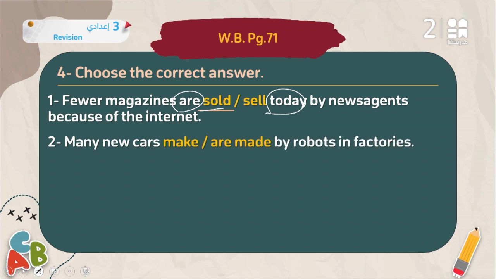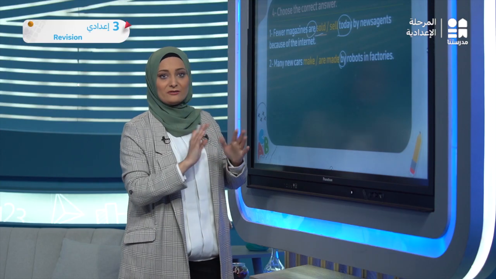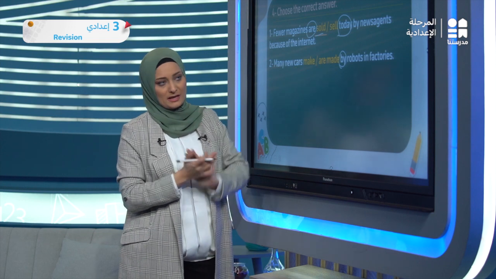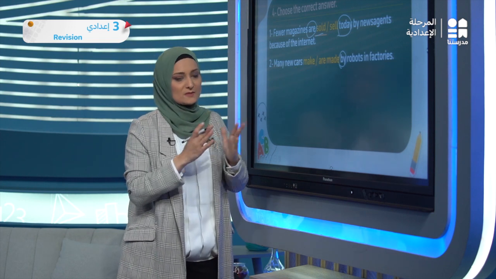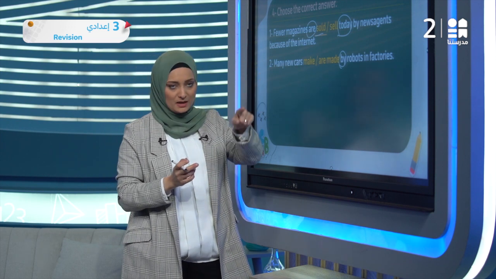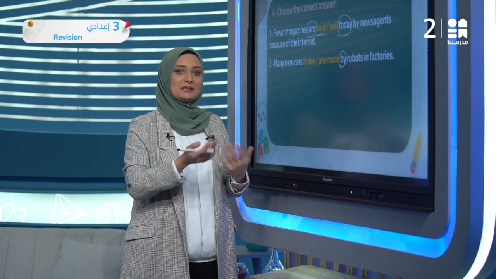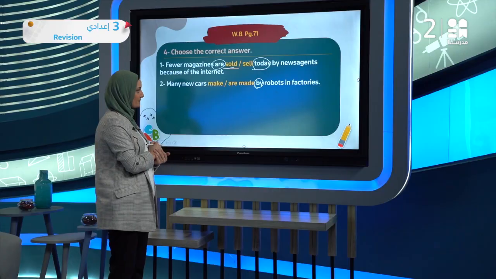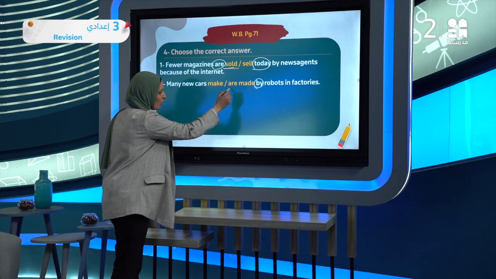Many new cars by robots in factories. طيب many new cars make by robots. احنا قلنا لما يكون عندي by this means ان انا عندي passive اللي هو انا بدأت بالobject وانتهيت بالsubject. فكده عرفت ان هي passive فما ينفعش اختار make. لازم اختار verb to be plus past participle. لانه make ده معناه انه العربيات هي اللي بتعمل الروبوتس مش هي اللي بتتعمل من الروبوتس في المصانع. فالpassive form is are made.